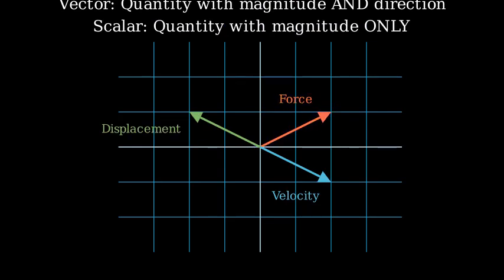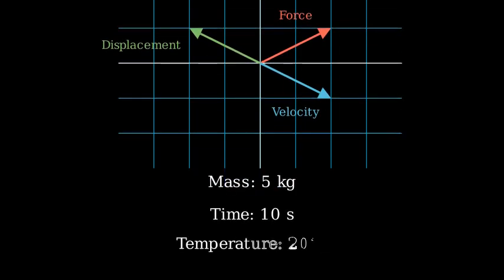Let's look at some examples of vectors. Force is a vector because it has both strength and direction. Velocity tells us both speed and direction of motion, and displacement shows us how far and in what direction something has moved.